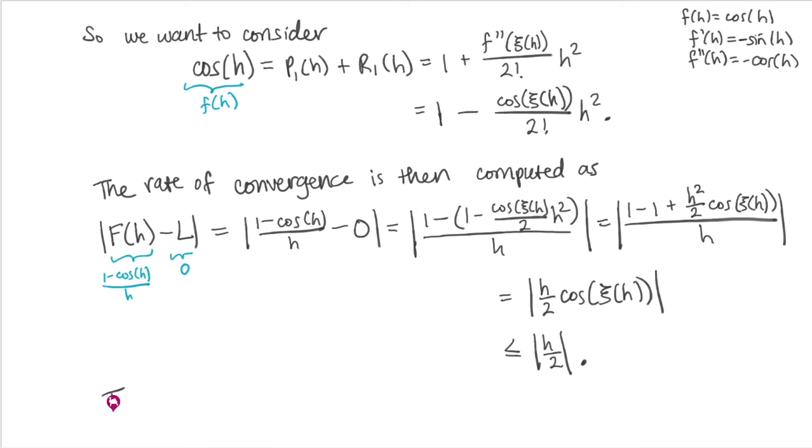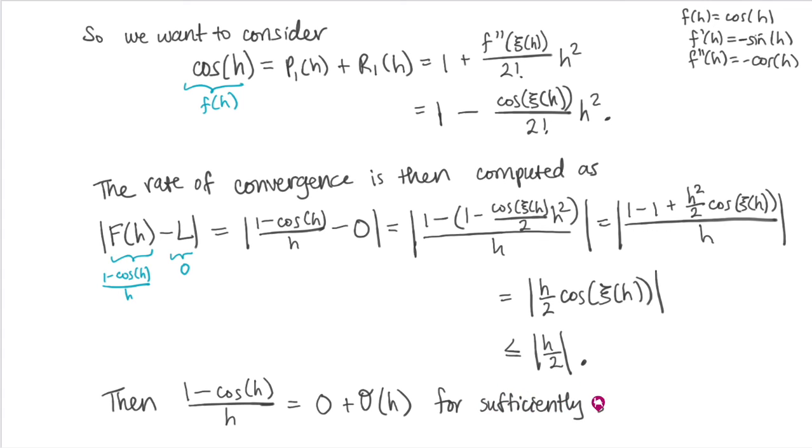So then 1 minus cosine of h over h is equal to the limit, in this case 0, plus big O of h, so that power of h I have here is just h to the first power, for sufficiently small h. Or if you like, you can just say that the rate of convergence is big O of h.